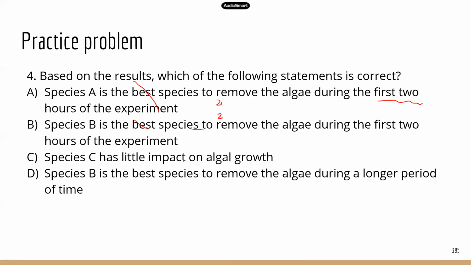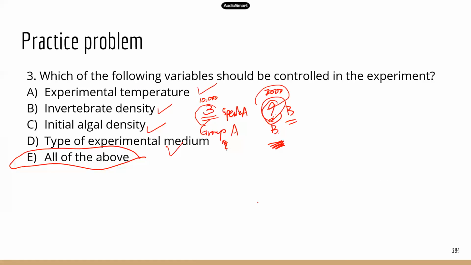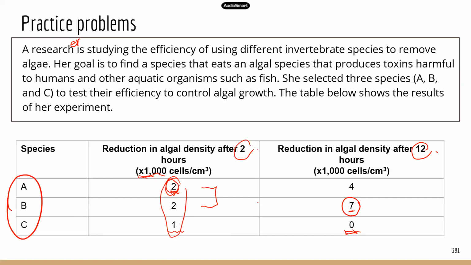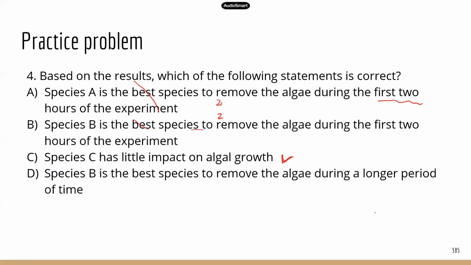Species C has little impact on algal growth. That's what's shown in the data, right? After 12 hours, the reduction in density is 0. So this might be the correct answer. Species B, the best species to remove the algae during a longer period of time. That's also correct, right? If you can see, after 12 hours, B is leading both A and C. So this statement is also correct.